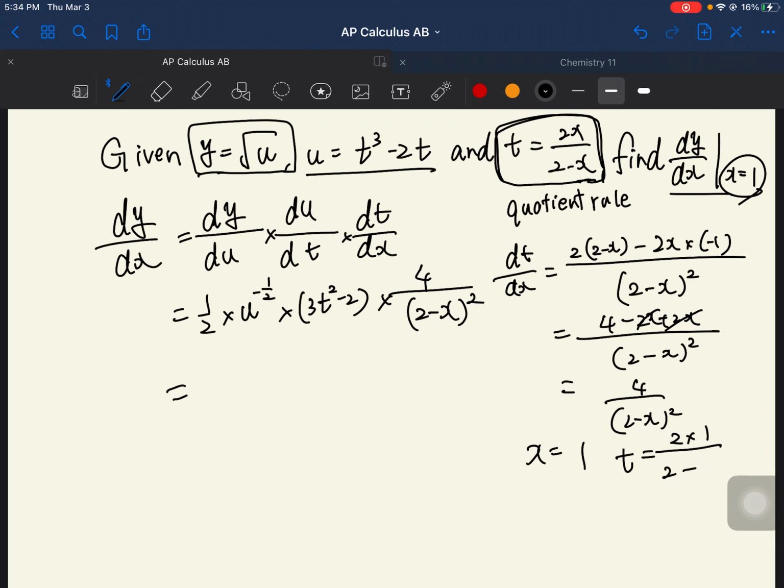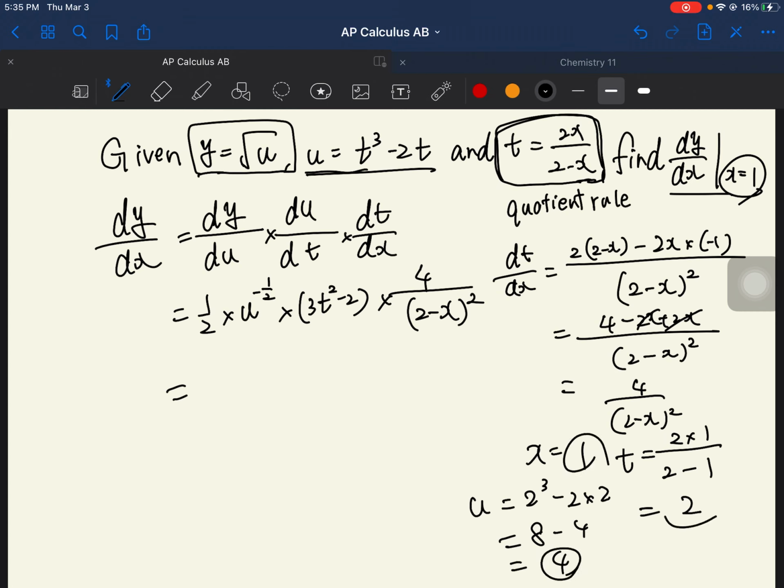But let's find the value of t. t equals 2 times x over 2 minus x. So let me plug in 1, which is just 2. So t is 2. So let's find the value of u as well. u is t cubed minus 2t. So 2 cubed minus 2 times 2, which is 8 minus 4, which is 4.